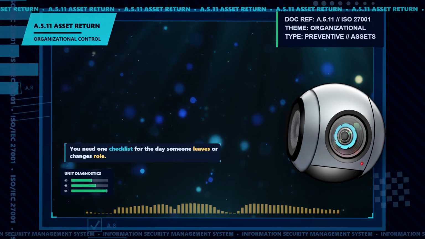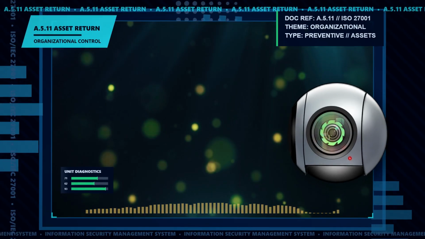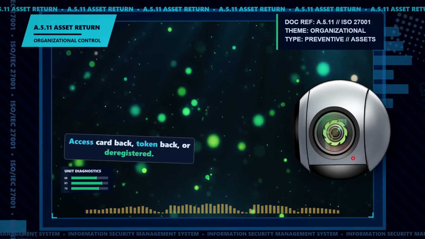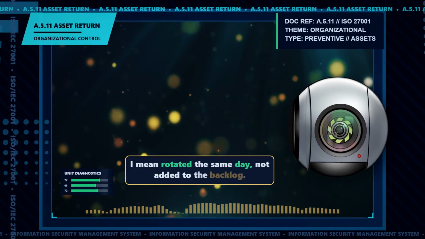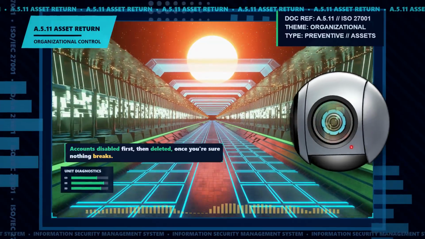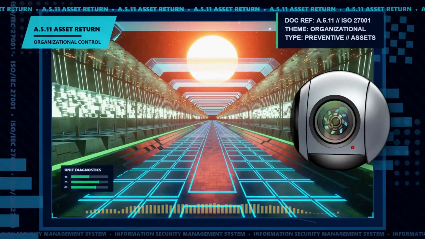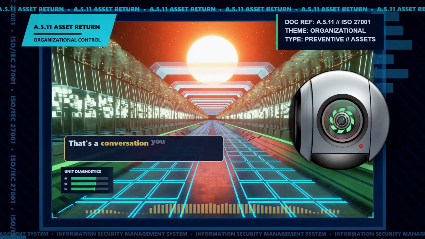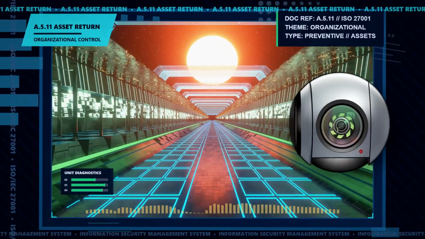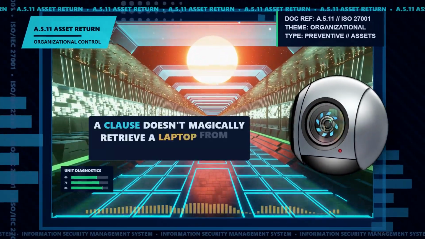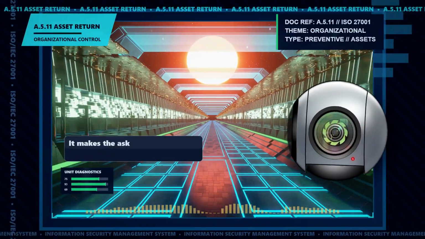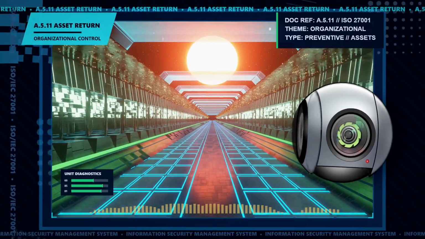Then you need one checklist that runs on the day somebody leaves or changes role. Hardware back physically in your hands and a note of who received it, access card back, token back, or deregistered. Shared credentials rotated, and I mean rotated the same day, not added to the backlog. Accounts disabled first, then deleted or transferred once you're sure nothing breaks. Company data on personal devices removed, which is a conversation you should have had on day one, not day last. And put the return obligation in the contract, in writing, at the start. Not because a clause magically retrieves a laptop from a flat in Manchester. It doesn't. It makes the ask normal instead of accusatory. And normal is what gets things back.